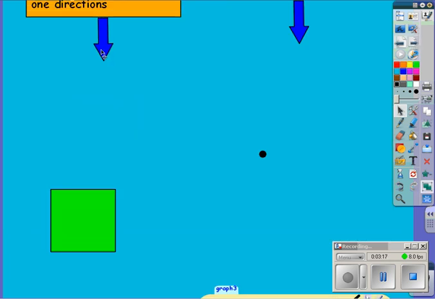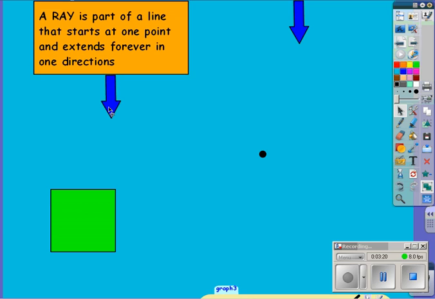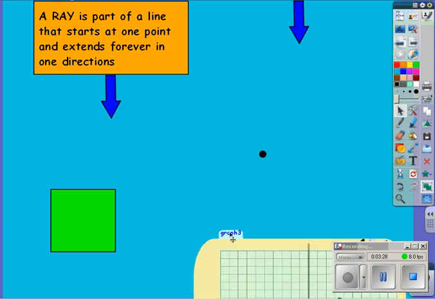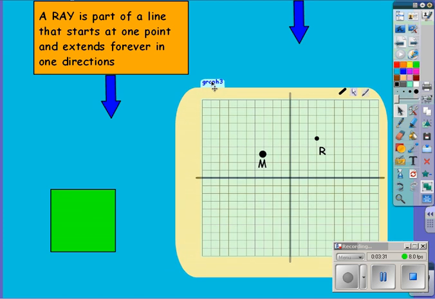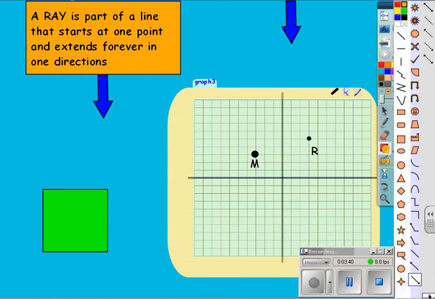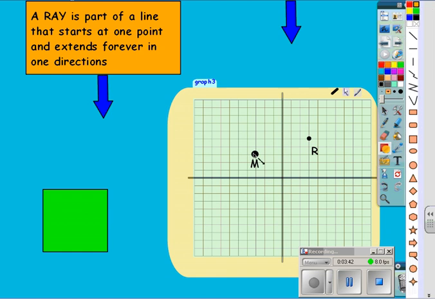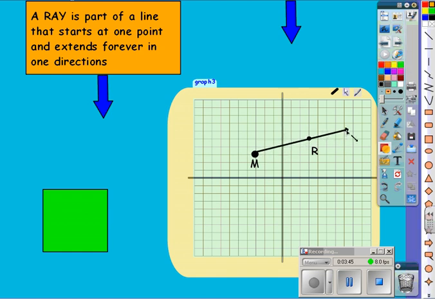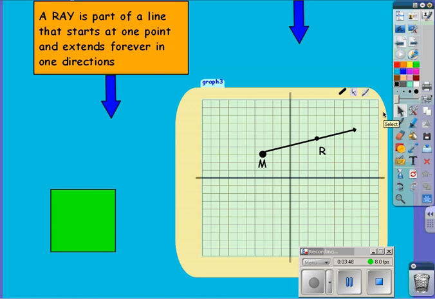Next, we're going to be talking about rays. A ray is part of a line that starts at one point and extends forever in one direction. So first of all, we need a point. Of course, a point needs to be on a coordinate plane. So here we have point M, okay? And if I want to put in a ray here, I'm going to need to extend that line through point R, and notice it goes on forever with that arrow. So again, this ray MR starts at point M and goes on forever through point R.